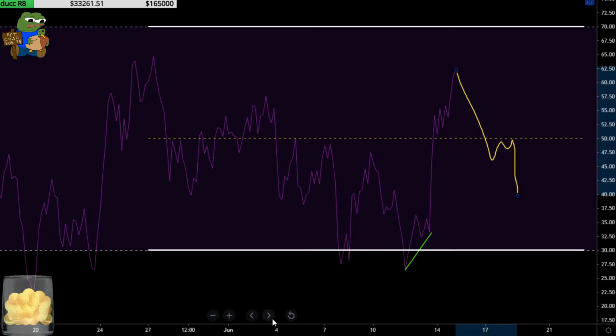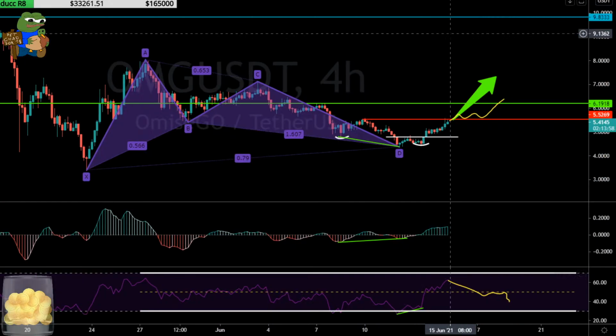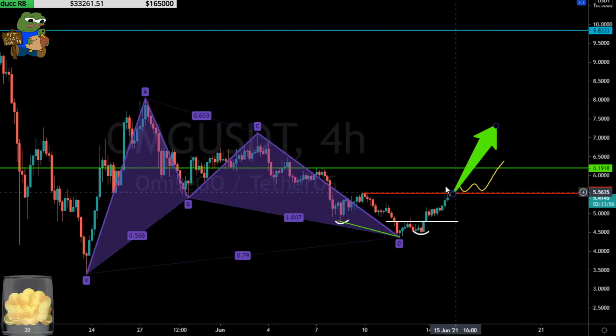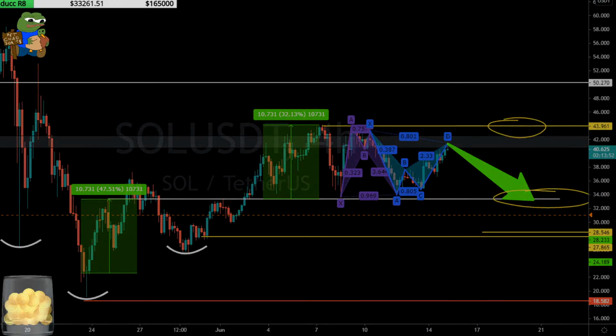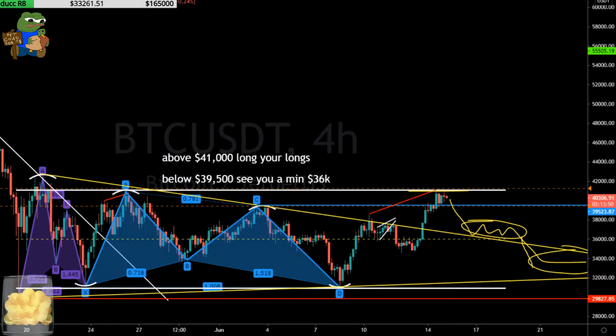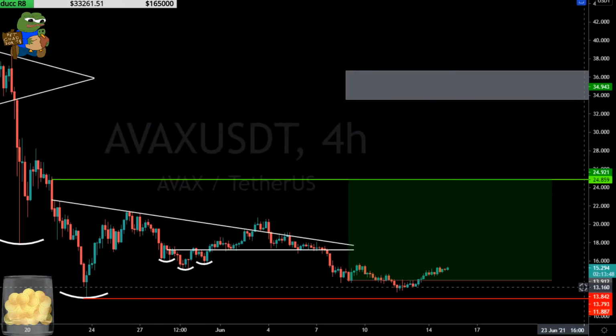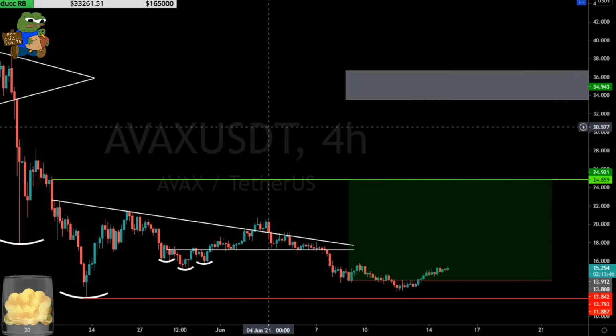So yeah, that is OMG, critical areas. Bitcoin, let's check on it again, keep an eye on it. Still hanging out at 40,300. Moving along, AVAX. Give me one second, get a quick drink here.